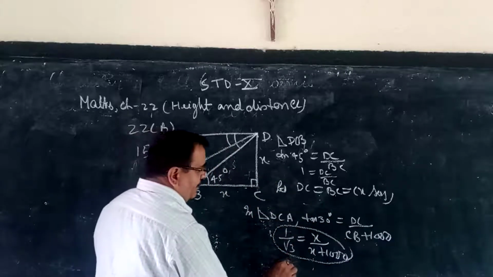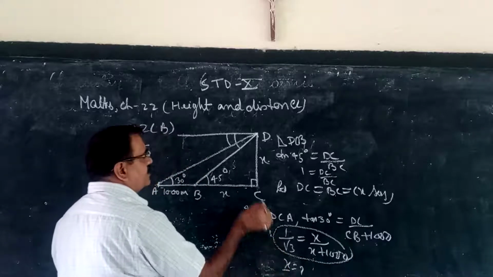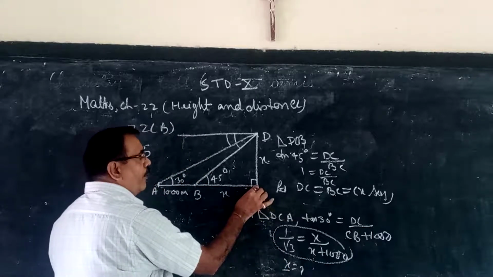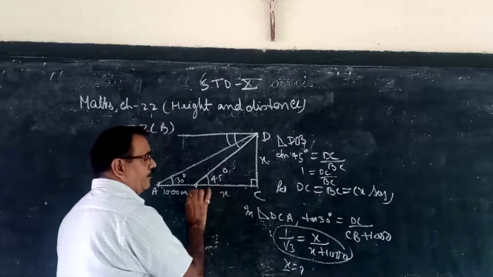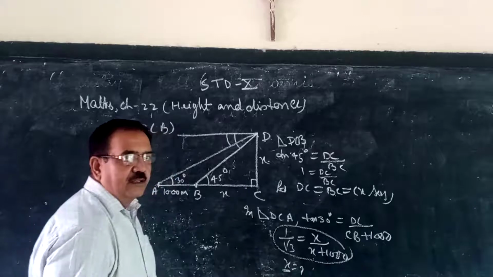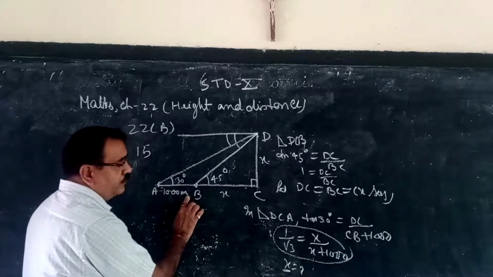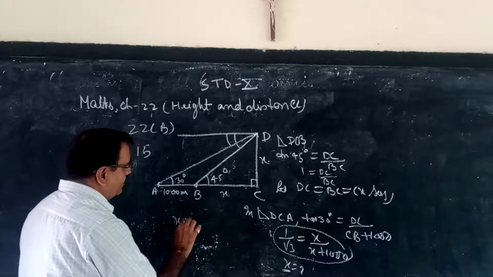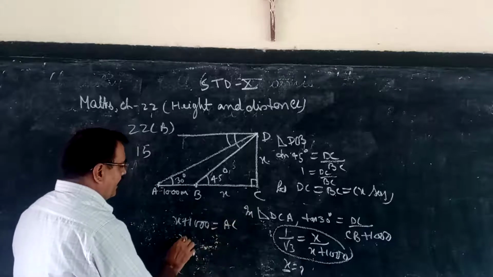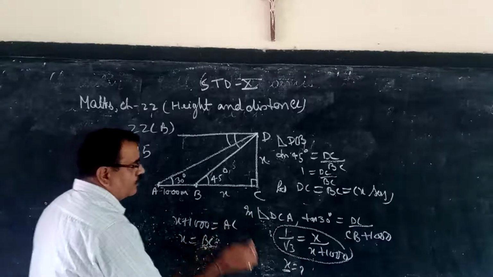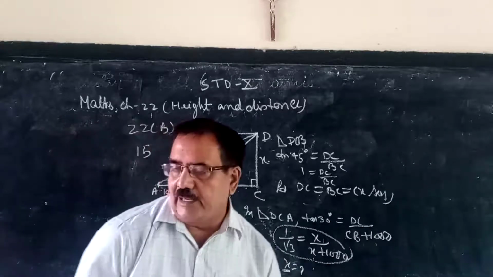After solving you will get the value of X. This value of X is the distance from the bottom of the hill to the nearer stone. After getting the value of X, for the other distance we have to add 1000 to X. So X plus 1000 will be the distance of AC and X will be the distance of BC. So first of all you have to solve this equation and find the value of X. Is it clear?